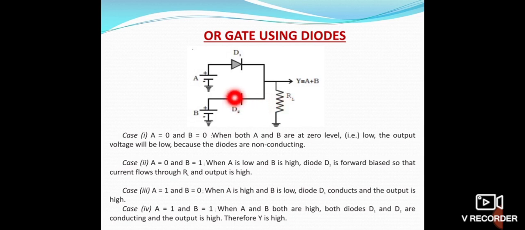Next is A equal to 1, B equal to 1. So both diodes D1 and D2 are forward biased and the output is therefore high.